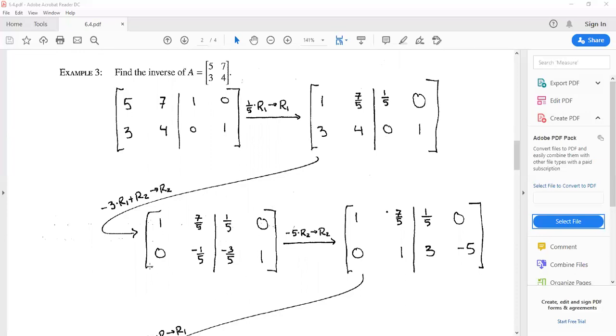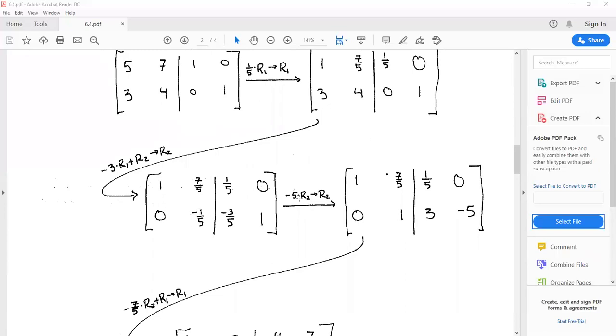Now that I've got this first column taken care of, I'd like to go to the second column. I want it to have a 1 in the bottom entry and a 0 above it. First I'll get that 1 by multiplying the whole second row by -5. So 0 times -5 is still 0. -1/5 times -5 is 1. That's nice. -3/5 times -5 is 3. That's very nice. And 1 times -5 is -5. Very nice.